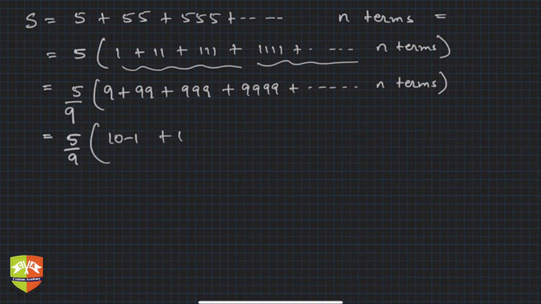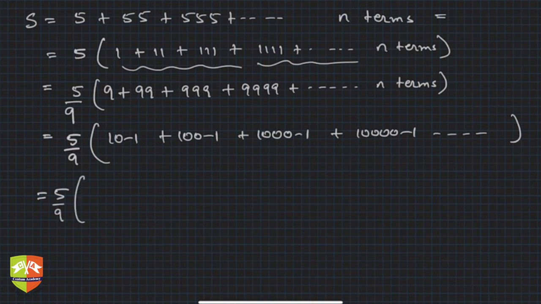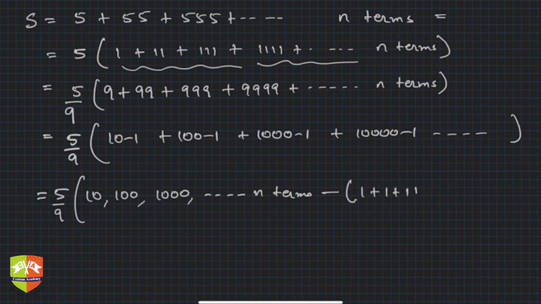Right? And 99 as 100 minus 1, and 999 as 1000 minus 1, right? And 10000 minus 1, correct? Now do you see some GP? 5 by 9, then 10, 100, 1000, right? Till n terms, right? And then minus 1, so all minus common, 1 plus 1 plus 1 plus 1, how many, n terms.